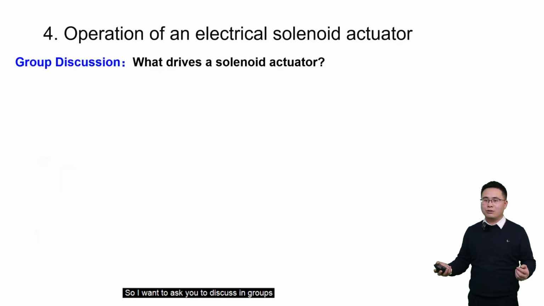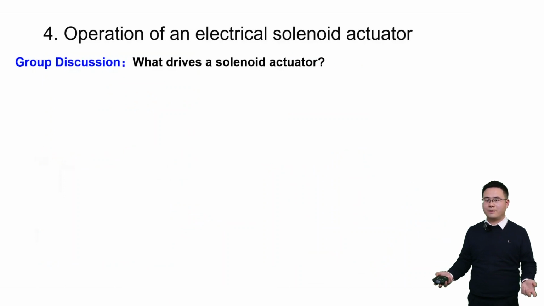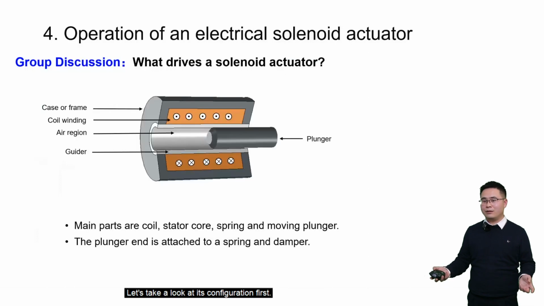So I want you to discuss in groups what drives the solenoid actuator. The mechanism is not difficult. Let's take a look at its configuration first. The actuator consists of a solenoid coil winding, a stator iron core, which we call the case or frame, a movable plunger, as well as a spring, and the end of the plunger is attached to the spring.